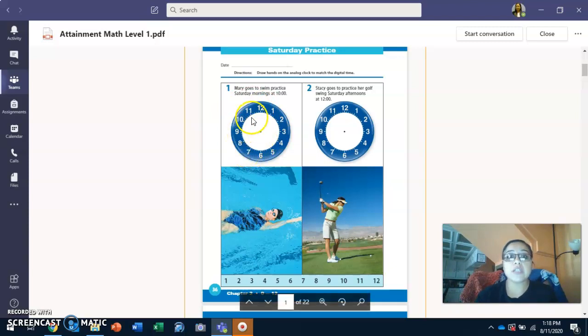So remember, you will always count. The big hand would be your minutes and your little hand would be the hours. So you would go big hand on the 12, so the 12 would be 60 minutes. And if you count each number, they are by fives. So you would go 5, 10, 15, 20, 25, 30, 35, 40, 45, 50, 55, 60. So those are your minutes.